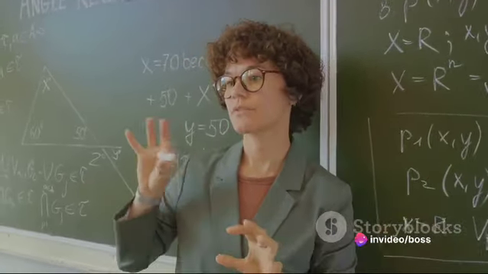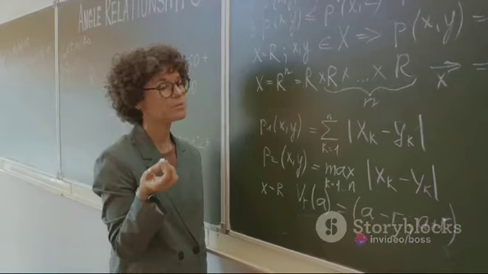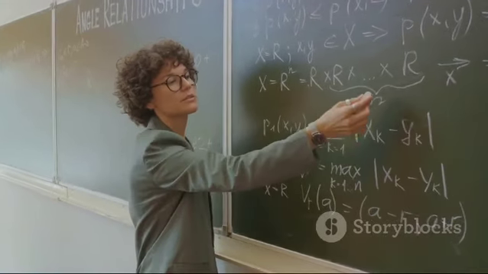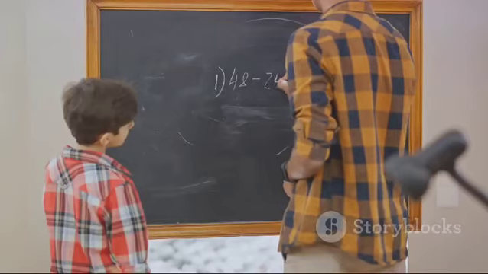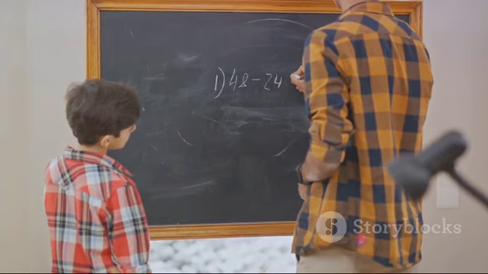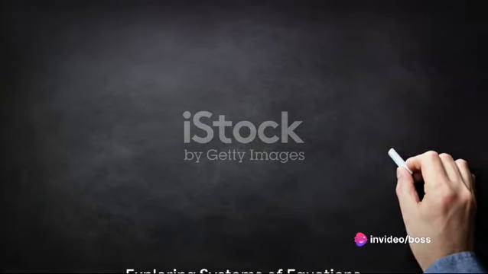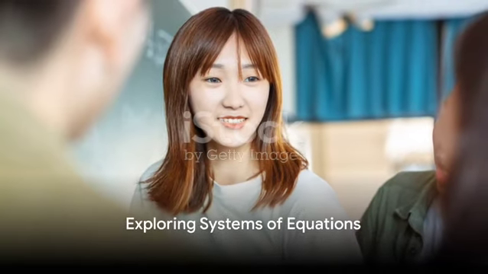But algebra is not just about solving for one variable. Sometimes we have more than one unknown, like in the equation 2x + 3y = 12. Here we have two variables, x and y. To solve such equations, we often need another equation involving the same variables. This is what we call a system of equations, and it's a topic for another day.